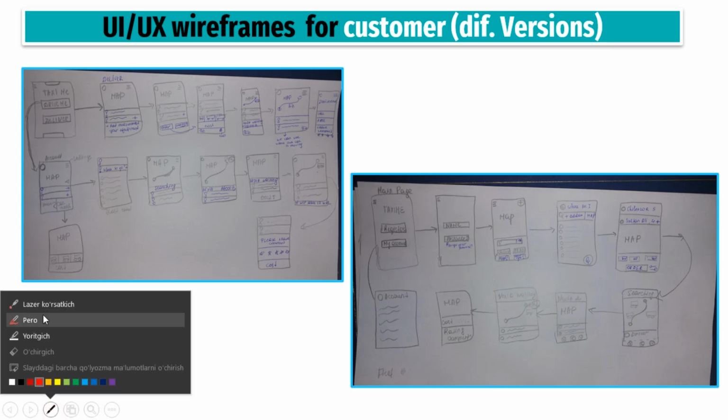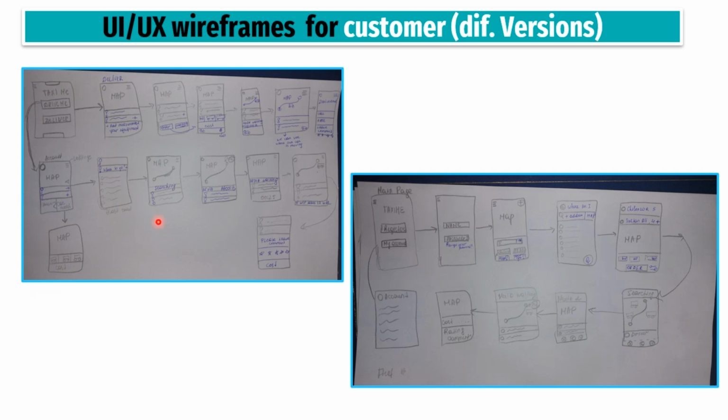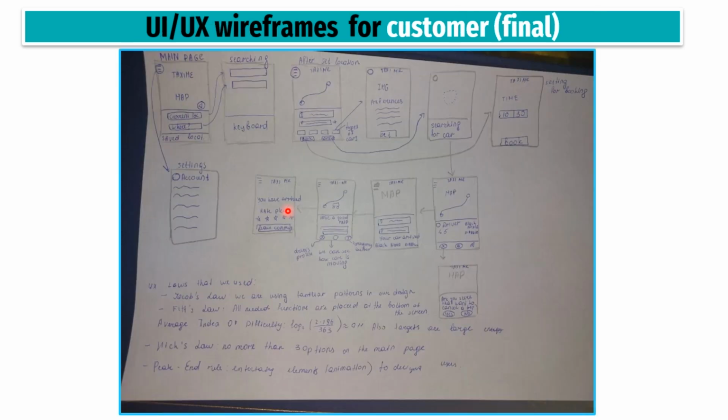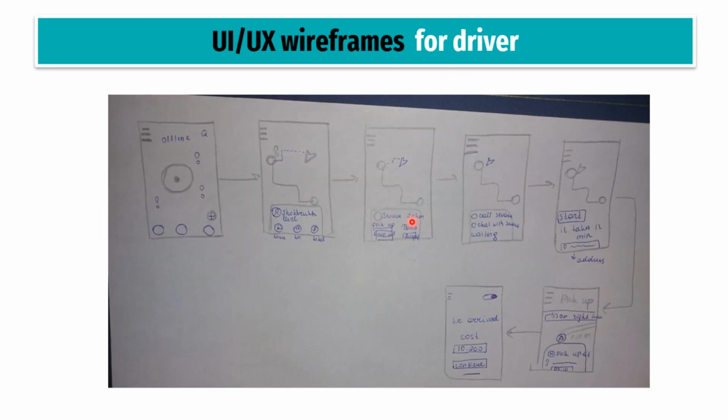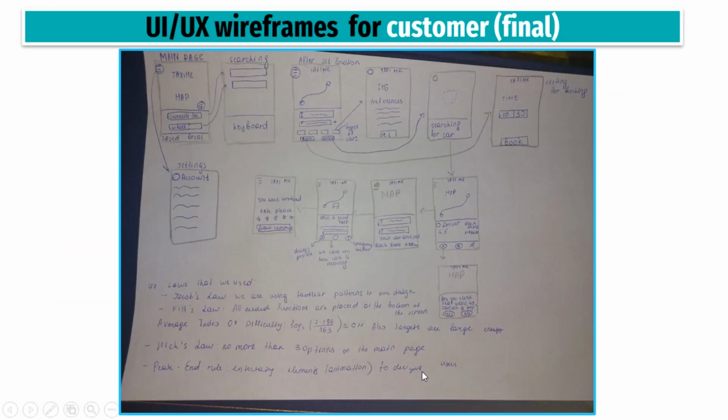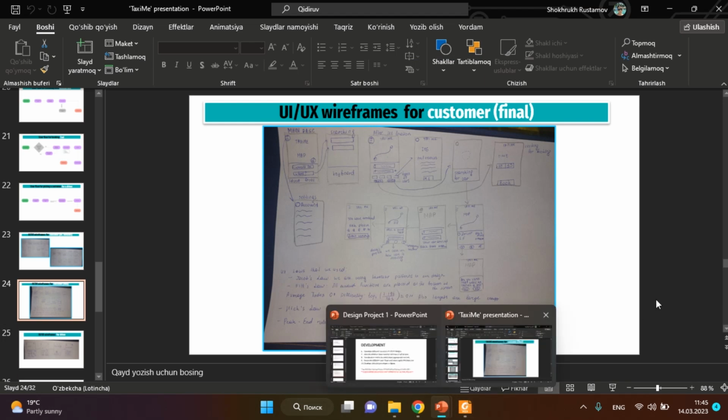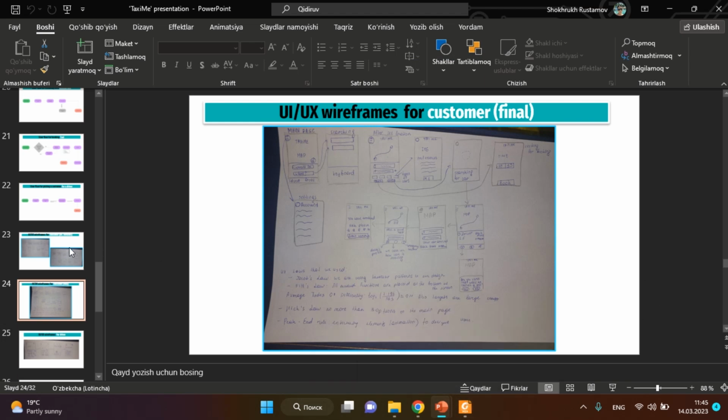we did, for example, this model, this one, and we've created this one. I mean, these sketches are drawn by different people. This is also another version, and these are the wireframes for the driver, another wireframes for the driver. And based on the decision matrix, I'm going to show what a decision matrix is after a while, we have selected the best version.